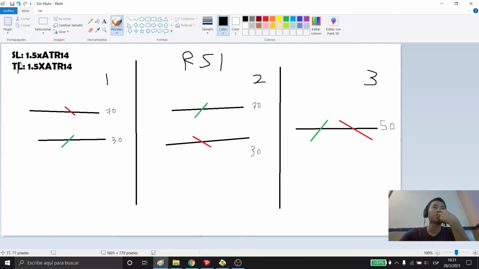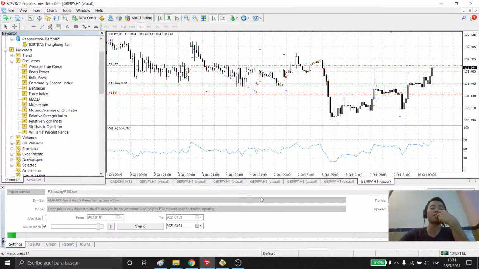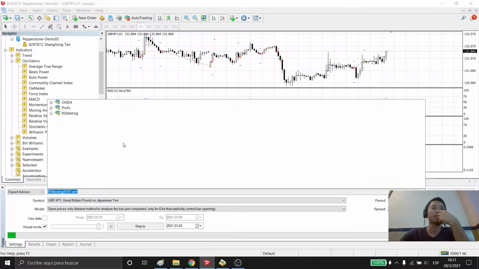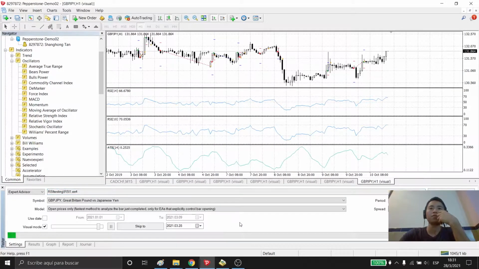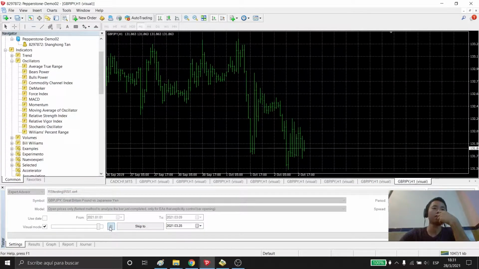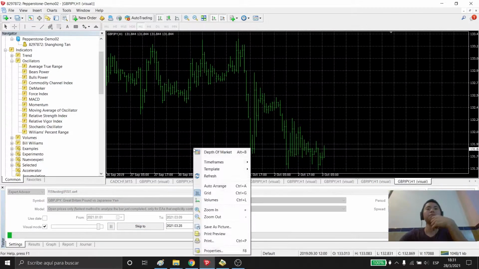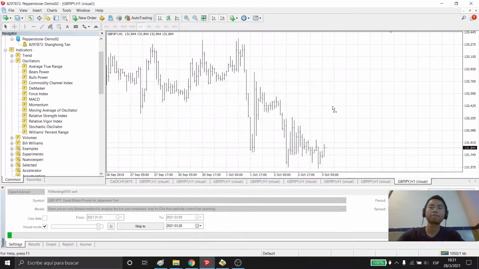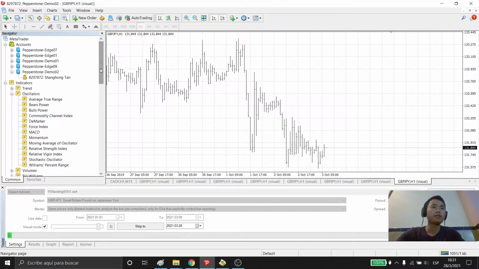we will see a robot do the backtesting. First we are going to start and backtest the first type of entry.